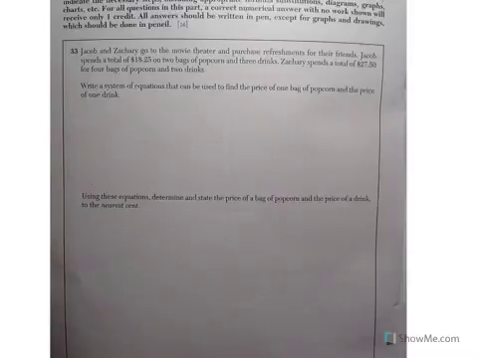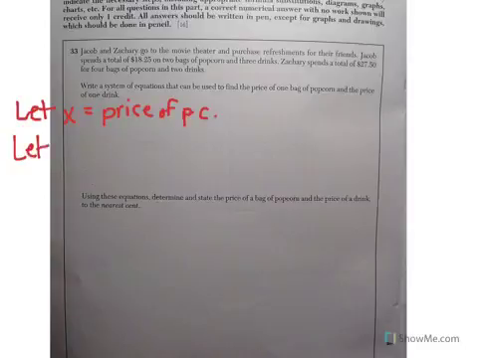Write a system of equations that can be used to find the price of 1 bag of popcorn and the price of 1 drink. So what you should start with are your let statements. So I chose let X equal the price of popcorn, I'm just going to abbreviate, and let Y equal the price of 1 drink. If you don't have let statements, you won't know what you're solving for. So you need let statements. Be careful with that.